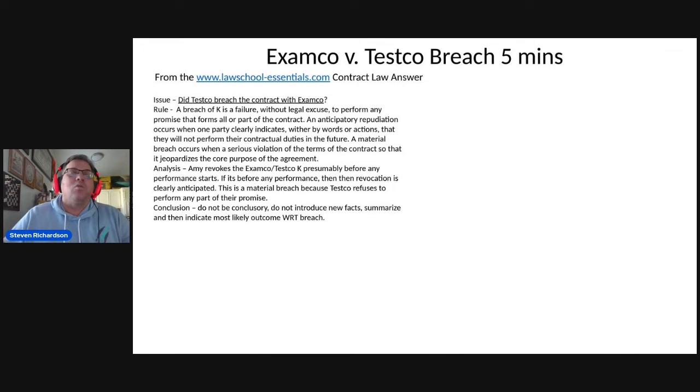And now you go into your analysis. Amy revoked, so that's a clear anticipation. And it seems like it's before any performance. So this appears to be a material breach when Tesco refuses to perform any part of their promise. So make your conclusion, don't be conclusory. It appears that, assuming that, and then make your conclusion.